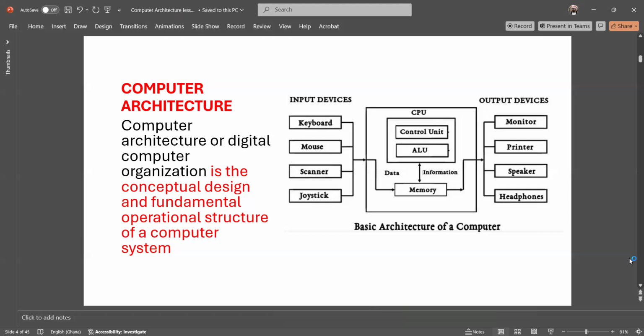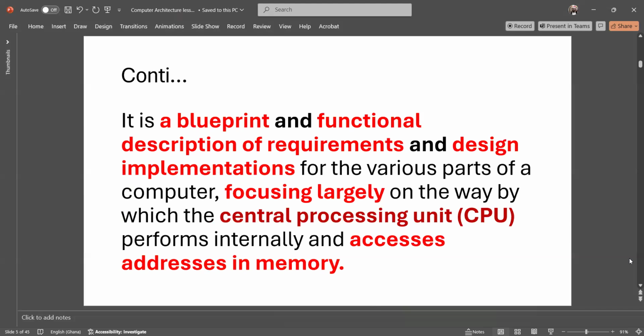So you realize that in this course, we want to build a blueprint and a functional description of requirements and design implementations for the various parts of a computer. We are going to be focusing largely on the way by which the central processing unit performs internally and accesses addresses in memory. Now, this here becomes the definition of computer architecture. So we are not looking at only how we can build a computer, but how we can build a computer to meet our functional requirements.